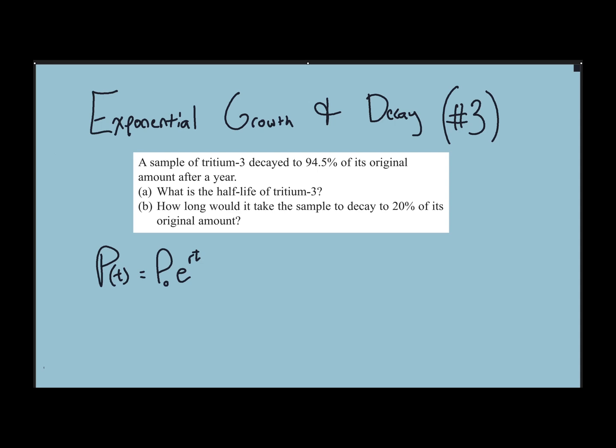They say, a sample of something decays to 94.5% of its original amount after 1 year. What is the half-life of this sample? So when you have a look at it, they're asking you when you have 1/2 of the original amount, and then it's e to the RT, right? And they're telling us that after 1 year, it's 94.5% of its original amount.